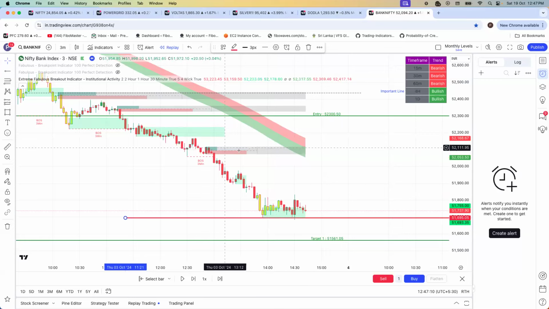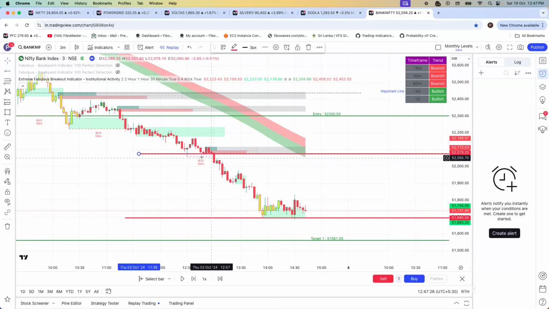Trend is negative. Order block is negative. Candle is negative. Everything is negative. So I cannot go wrong in this particular thing. I have to go for a short only, unless it turns to green. If it turns to green, what will I do? Only the target will be here. If it turns to green, my target will be only here.